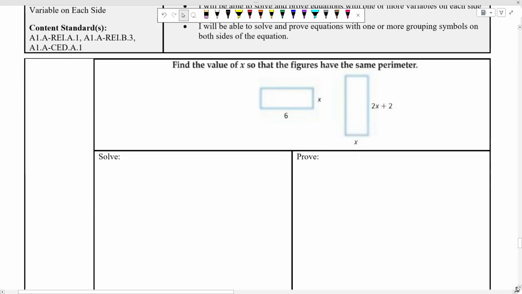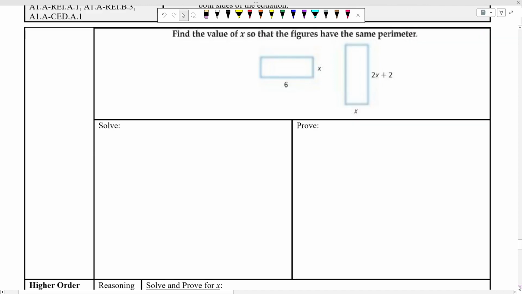And another geometric application. The difference, though, of course, is that we're not talking about area this time. I want you to be very cognizant of the words and the specific problem, what it's asking. It's not asking for area, it's asking for perimeter. Perimeter happens to be when you take all the sides and you add them up. Okay, so this side is actually a 6, this is x, this is 2x plus 2, and this is x. You just add them all up. And it's saying to find the value of x so that the figures have the same perimeter.